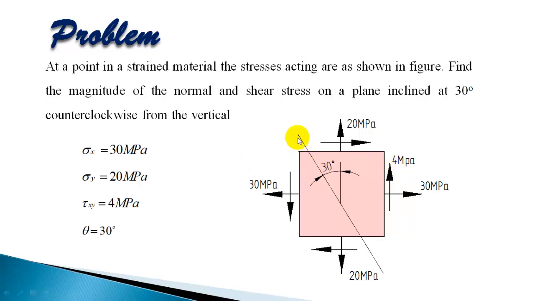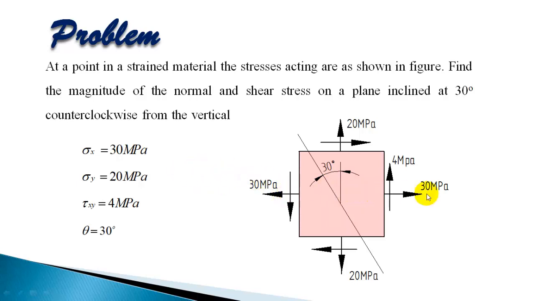So the question is to find out the normal and shear stress on a plane inclined 30° counterclockwise from the vertical. So this is the vertical, and from there counterclockwise direction 30°. So on this plane, what is the normal stress? Normal to this plane, what is the stress acting? And along this plane, we need to find out the shearing stress. We have already learned how to find out the normal stress and shear stress on a given plane. So let us work it out.